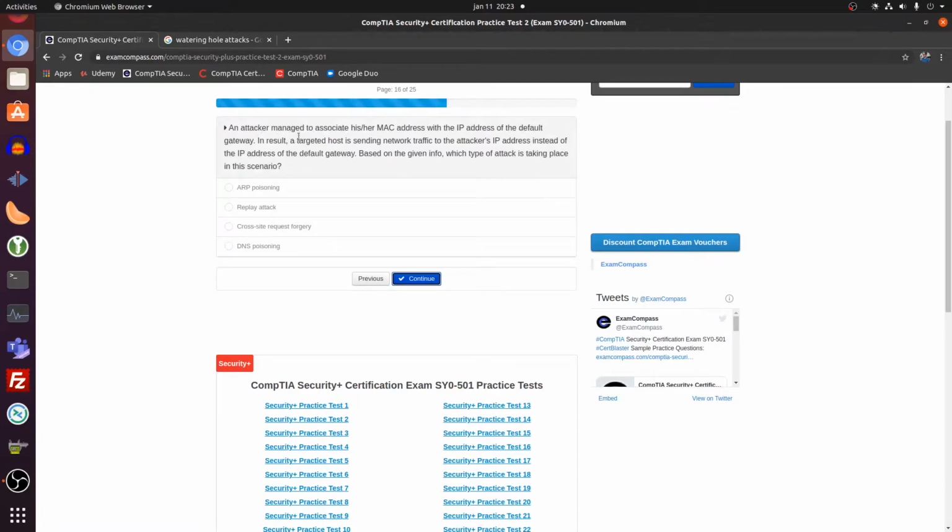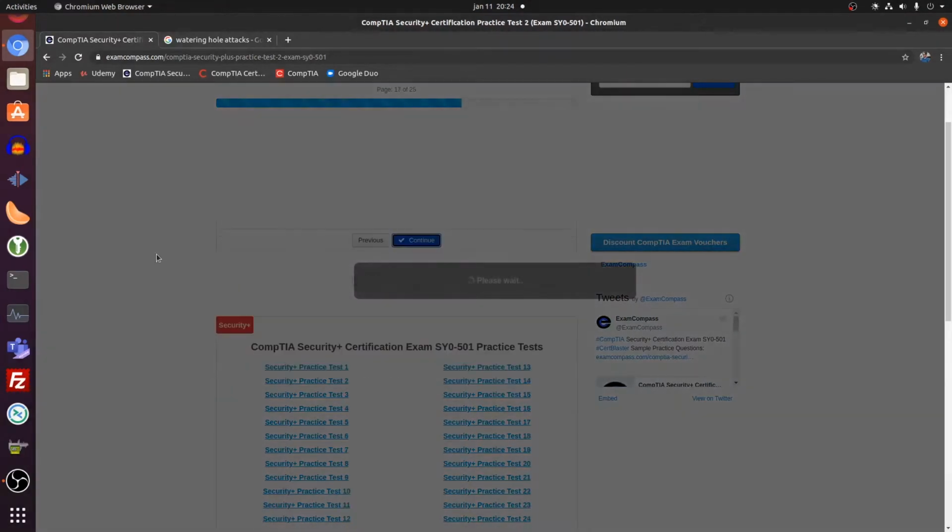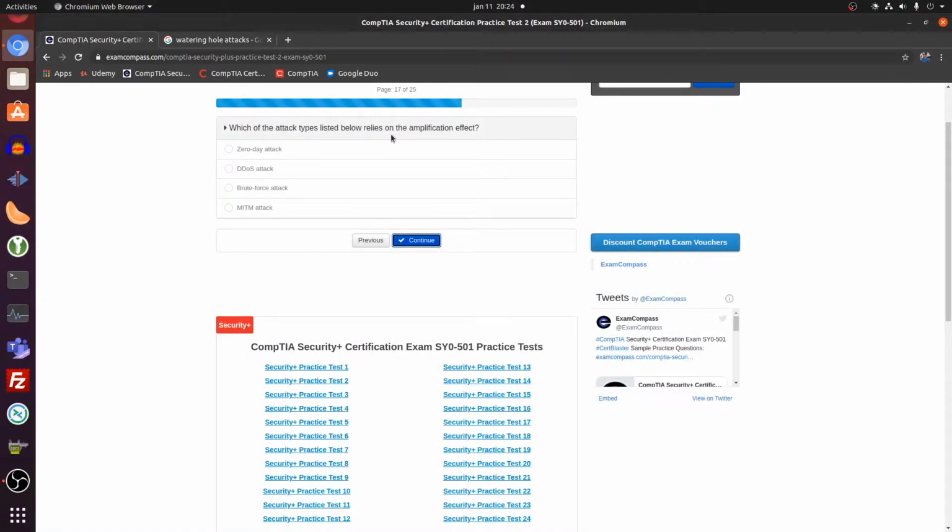An attacker managed to associate gateway, yes. ARP poisoning. Not DNS poisoning, but ARP poisoning, yes. Amplification effect. Amplifier is usually, I think this one.